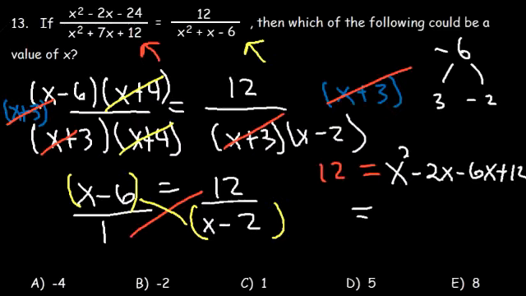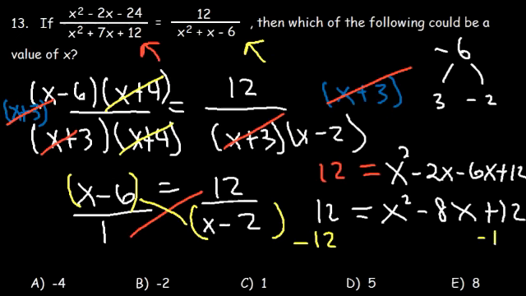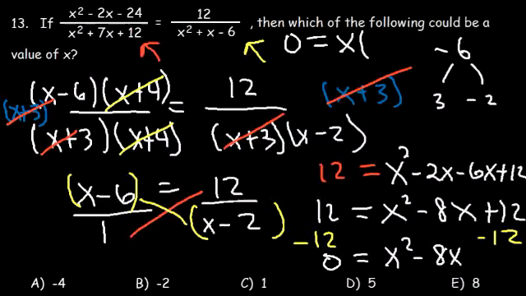So at this point, we can combine like terms. Negative 2 and negative 6 is negative 8. And now let's subtract both sides by 12. So therefore 0 is equal to x squared minus 8x. So we're going to factor out an x. So 0 is equal to x times x minus 8. And so therefore x can equal 0 and x can equal 8. Anytime you see an x on the outside like this, x can equal 0.